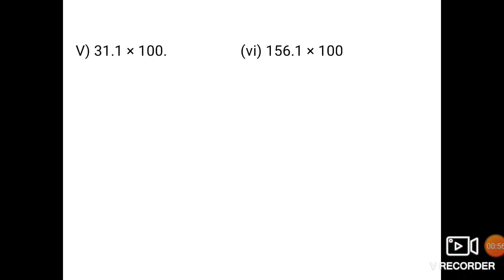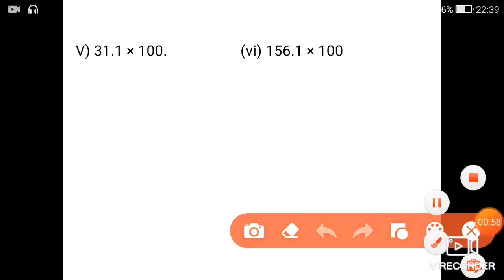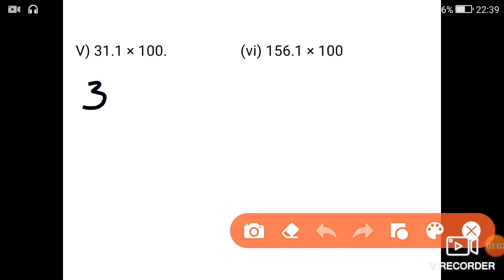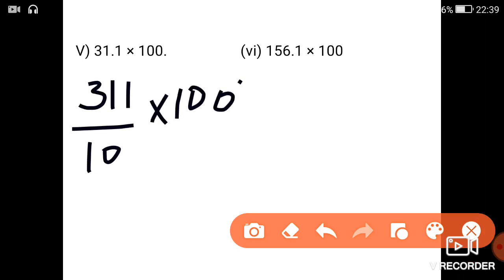Next, fifth problem, we have 31.1 into 100. We need to multiply it with 100. So we'll represent it as 311 divided by 10 into 100. So here 10 and 100 will get cancelled. So 311 into 10 is 3110.